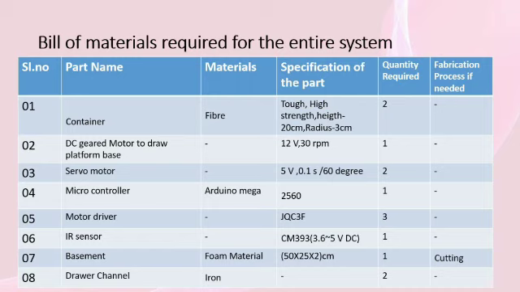We have used two tough, high strength containers of 20 cm height and radius 3 cm made up of fiber material. One DC geared motor to drive a platform base, of 12 volt and 30 rpm specification. 2 SG90 servo motors of 5 volt specification. 1 microcontroller, 3 motor drivers, 1 IR sensor, 2 drawer channels of iron material, and 1 basement part made of foam material, for which a fabrication process like cutting is needed.